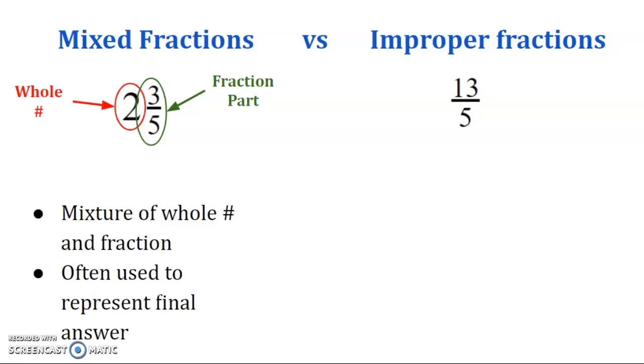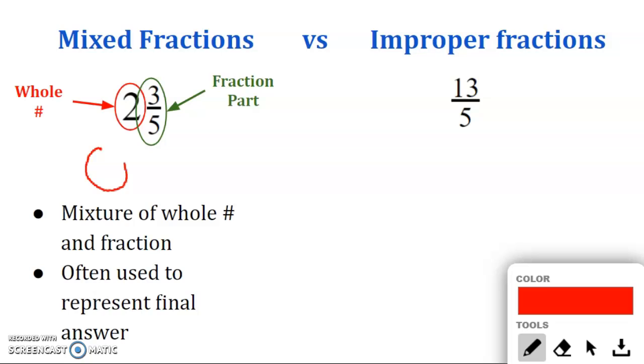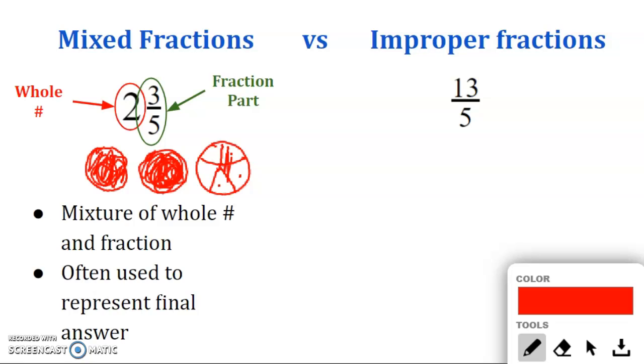So in this case, the whole part tells us that we have two whole pizzas and we have another pizza that's cut into five parts, but out of those we have three. One, two, three. So we have those three pieces. So we have two whole and 3/5 of pizza.